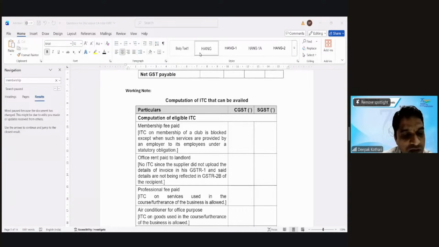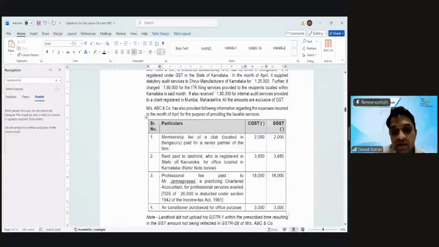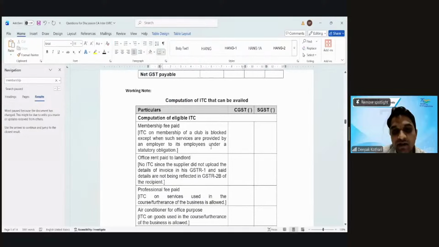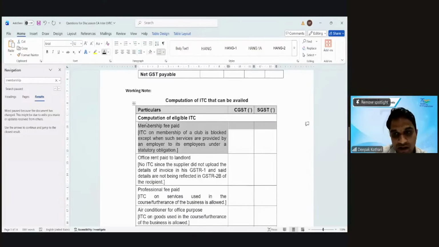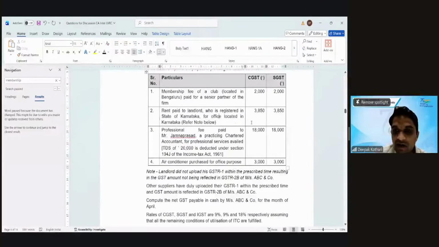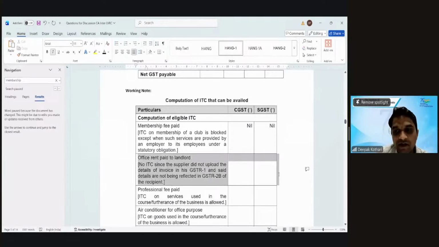You're getting 21,000 each of CGST and SGST, and IGST of 32,400. Okay, let us check quickly then. The ITC: membership fees paid to a club, 2,000 rupees each. Is that credit available? It is a blocked credit, so credit is not available. Second is office rent. This is a credit available, but it is not reflecting in 2B, so this also will not be available.